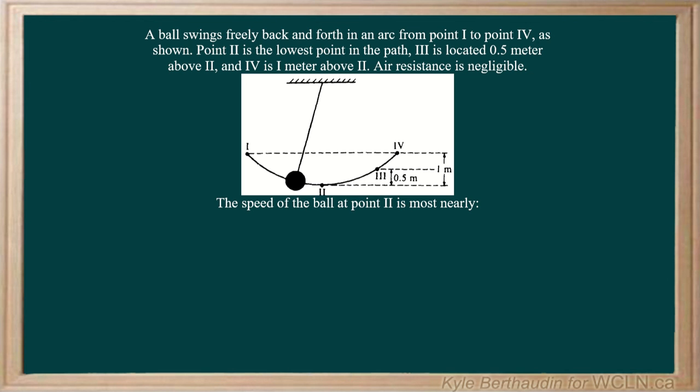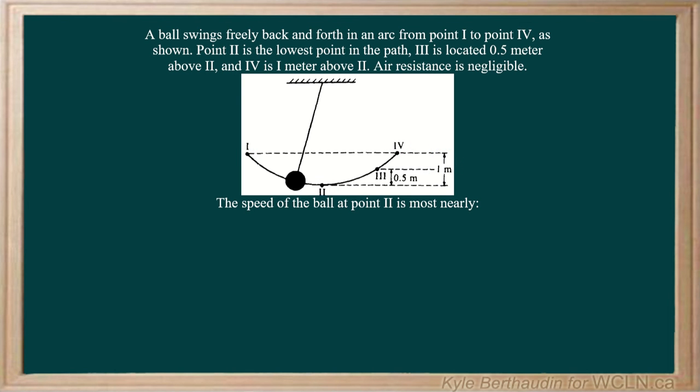A ball swings freely back and forth in an arc from point 1 to point 4, as shown. Point 2 down here is the lowest point in the path. And essentially in this question, we want to find the speed of the ball at point 2, given the height at point 1 and 4.